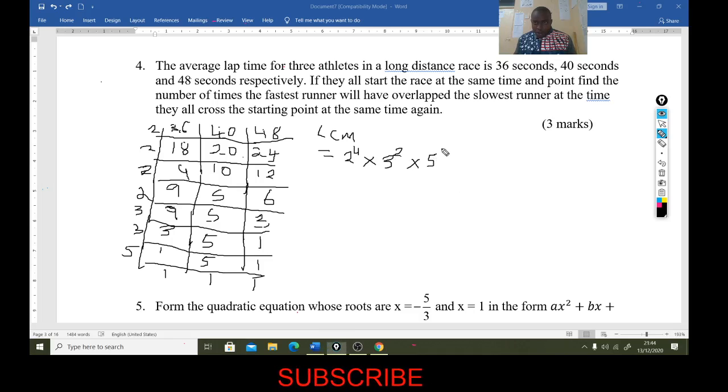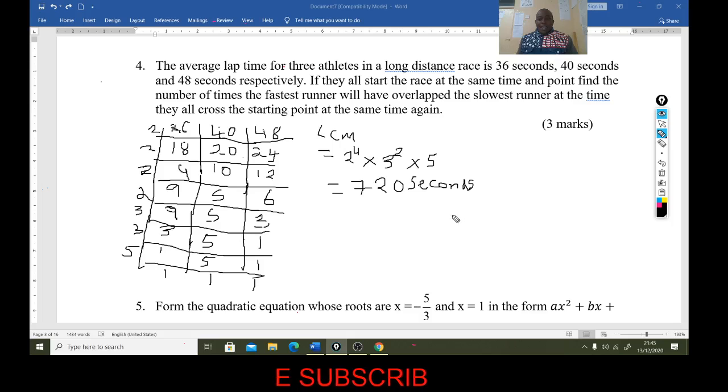You do that. Remember, we're talking about seconds. You do all that, you find the time they took for them to meet again. That's to start to cross the meeting point, the start point again together, is 720 seconds. You will find them to be 720 seconds. So that is the time they'll take to meet again.